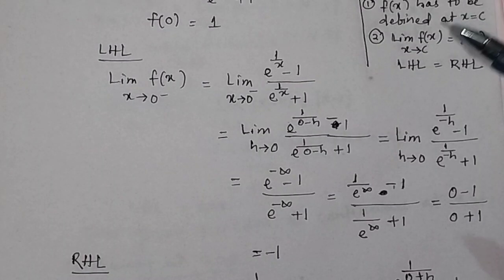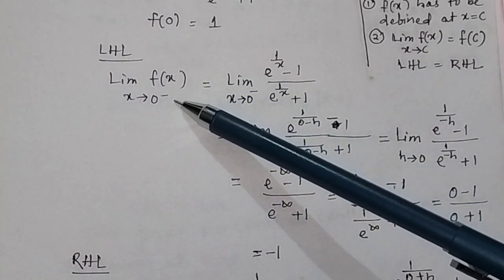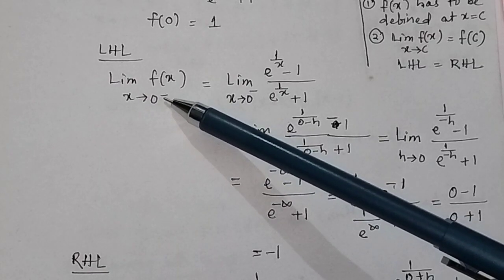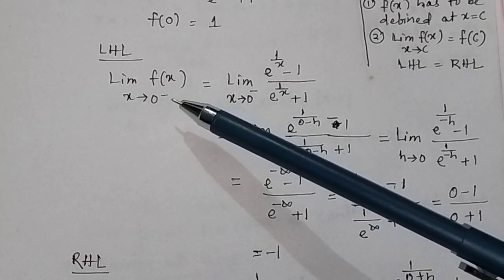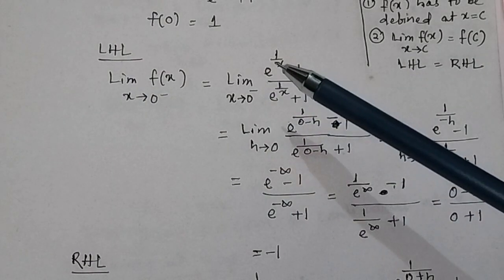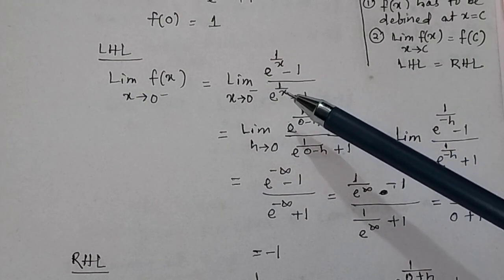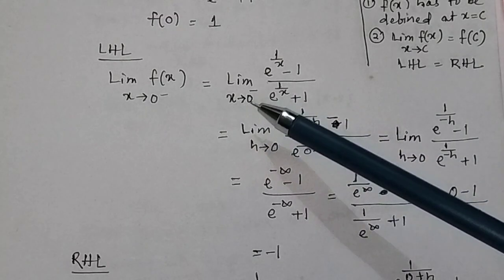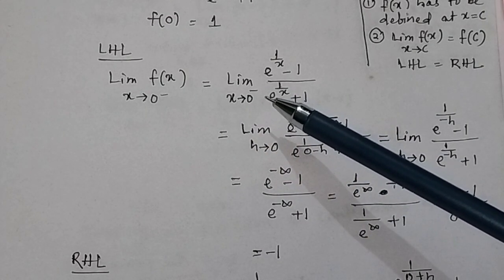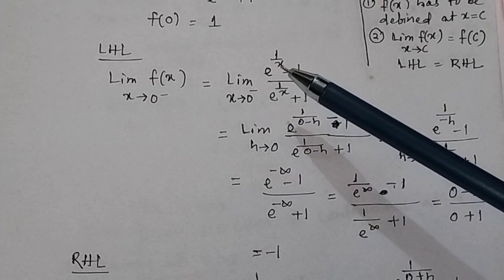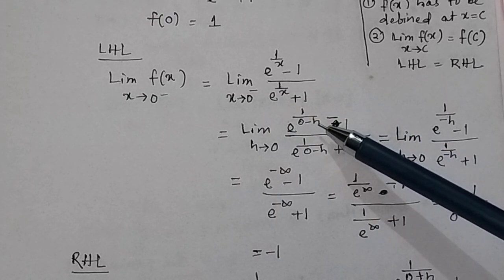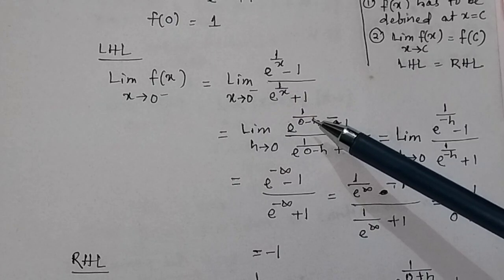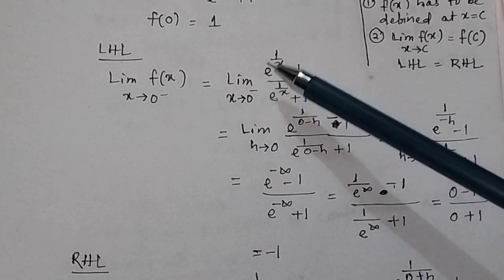You see, the left hand limit of the function f(x) is given by the limit of f(x) as x approaches 0 minus. Left hand of 0 is 0 minus. So the given function is the limit of (e^(1/x) - 1) / (e^(1/x) + 1) when x approaches 0 minus. And when x approaches 0 minus, the value of x is slightly less than 0. That means you can put the value of x as 0 minus h, where h is a very small value. So in this expression of the function, you put x equal to 0 minus h.